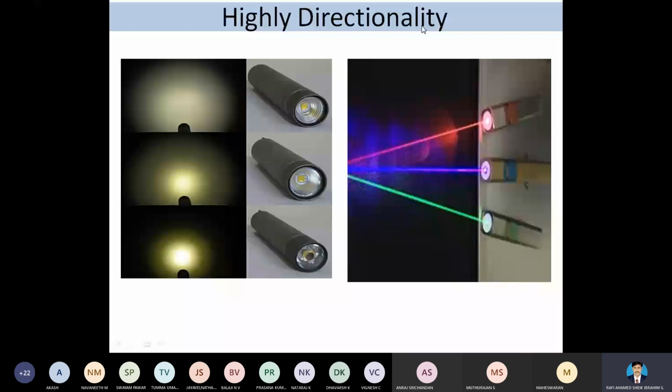So what is this high directionality? The directionality is nothing but spreading of the light. See, this is the source point. So here also we have the source end point. So from this point the light emission takes place. Similarly, on the left hand side for ordinary light, here we have that source point. So from this source point the light exits.